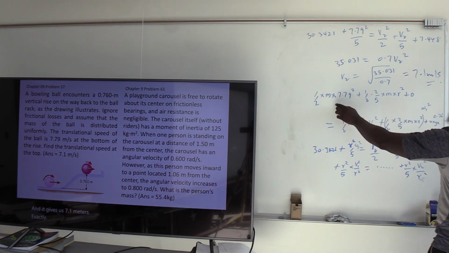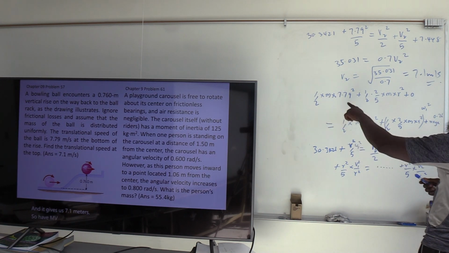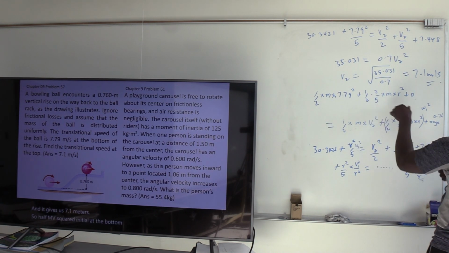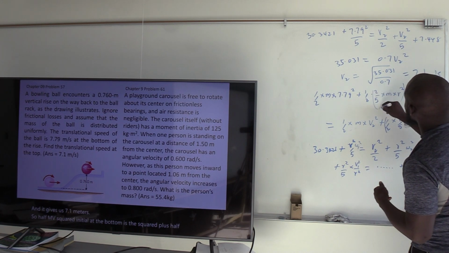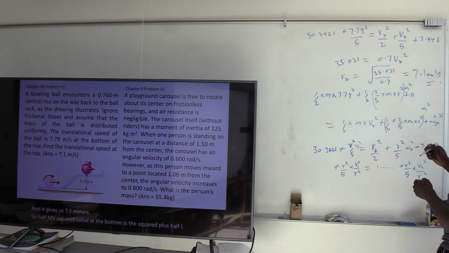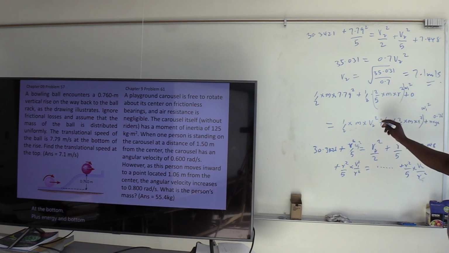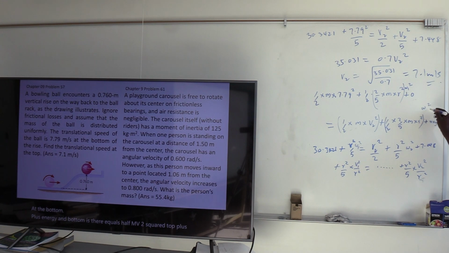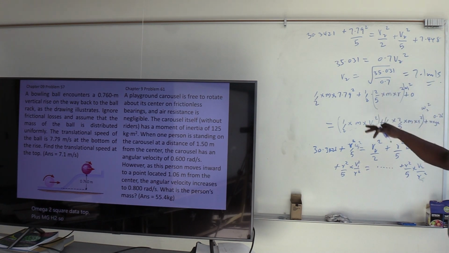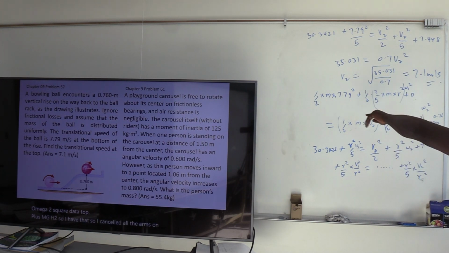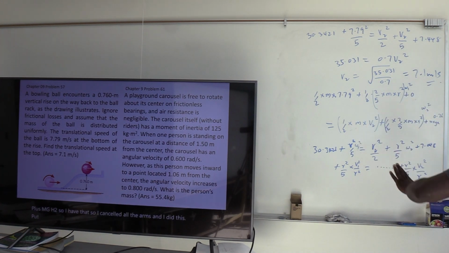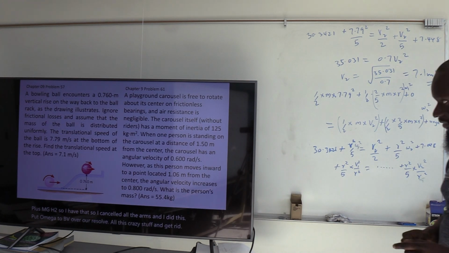So half m v squared initial at the bottom, this is the v squared, plus half I omega 1 squared at the bottom, plus m g h at the bottom, which is 0, equals half m v2 squared at the top plus half I omega 2 squared at the top plus m g h2. So I cancel all the m's, I put omega to be v over r, and I solve all this and I get v2 at the top to be that.